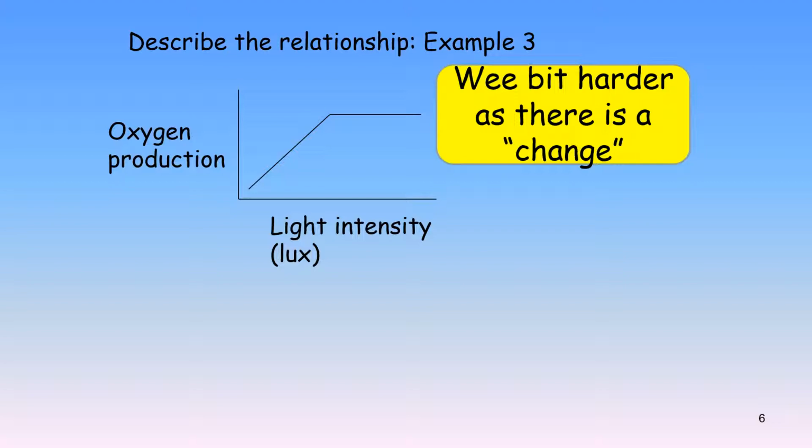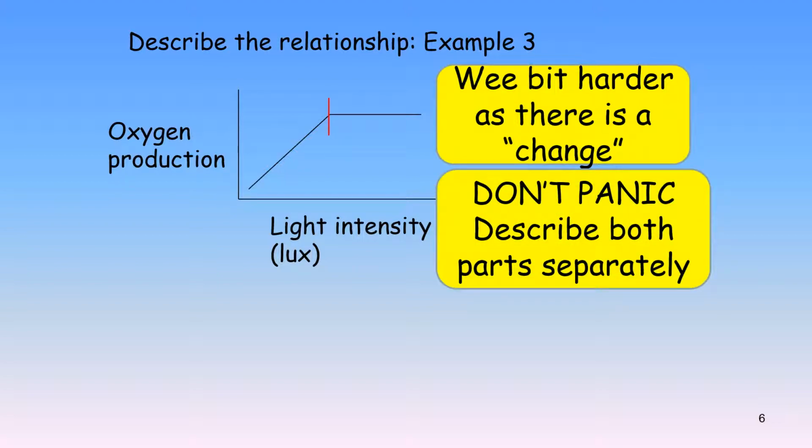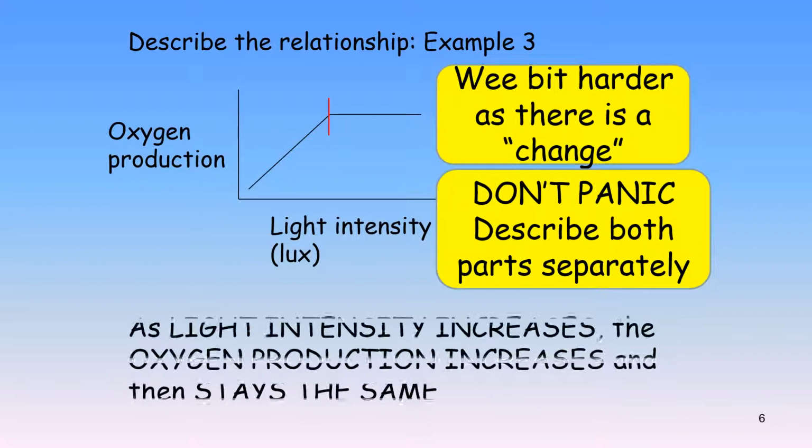This one here is a slight bit more tricky because there's a change point. It's not going just in one direction. We've got a little bit of a change that's occurring here. You must make sure that you describe both parts separately, so don't panic. It is dead straightforward. You just need to make sure that you're mentioning both parts. So you can see here, as the light intensity is increasing in that first bit, the oxygen production is also increasing. Then, after a particular point, as the light intensity is increasing, the oxygen production remains exactly the same.